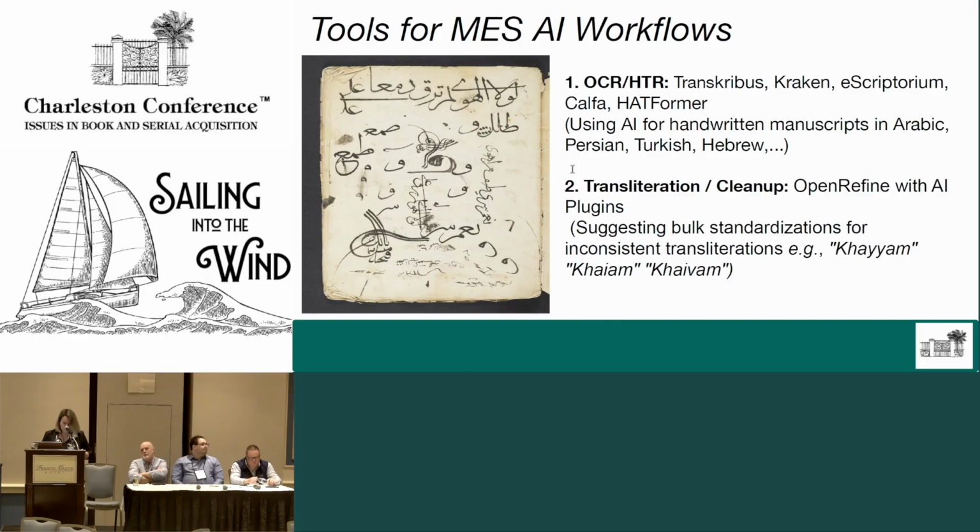accelerating primary source research. The second step is using large language models like GPT-4, fine-tuning them on library datasets to better enforce ALA-LC romanizations, especially for complex multilingual Middle Eastern names. We can use OpenRefine with AI plugins to suggest bulk standardization for inconsistent transliteration, like this word, Khayyam, who was, or actually is, a popular Iranian poet, but unfortunately we can find his records in different formats, and you need to know about different transliterations to find comprehensive records about him.